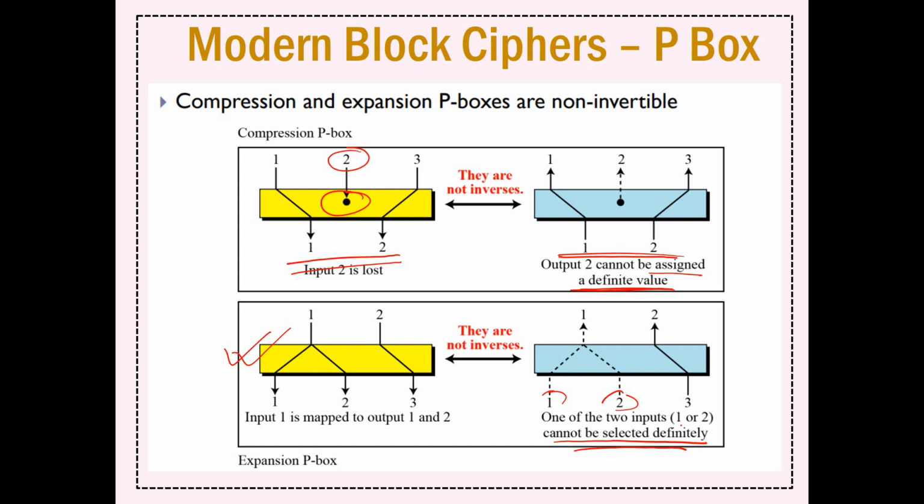But in case of compression and expansion box, it is much more difficult to decipher what was there in the input. So naturally, the utility of this compression and expansion box will be much more in our explanation after a certain period rather than the straight P box. Straight P box is more like an easy way out. Same number of bits coming in, same number of bits going out with a certain combination.